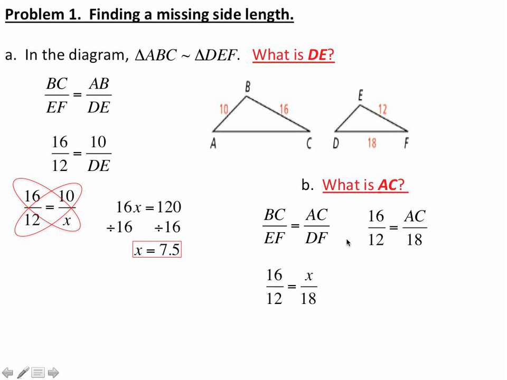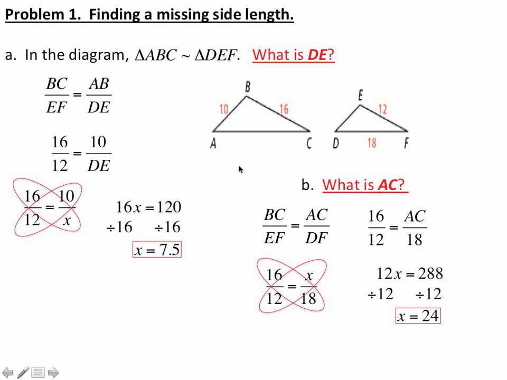Well, I'm just going to make that a letter. So instead of having AC there, I'll just make it a variable x. So now I have a proportion. Cross multiply that bad boy. All right, make your equation. 12x equals 288. Divide both sides by 12, and you got x to be 24.